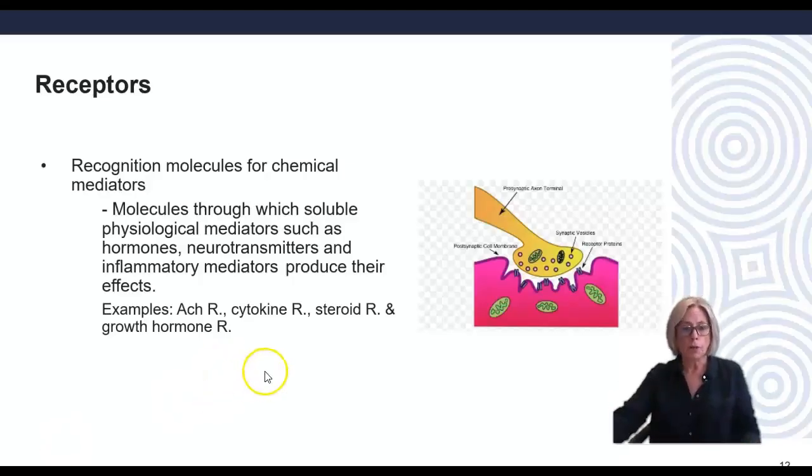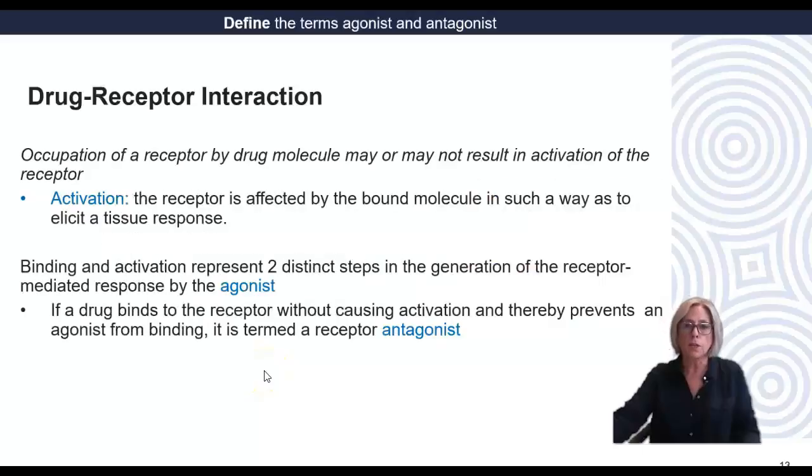Okay, I'm going to stop here, and when I come back, we're going to be focusing in a little bit more on the drug receptor interaction.